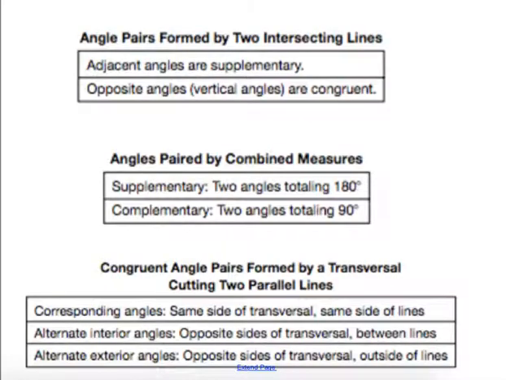So just to reiterate what we said about complementary, supplementary, if they are congruent, okay? If we have adjacent angles, oftentimes they are supplementary, but remember what I said about those. They could also be complementary or neither. Opposite angles are congruent, okay? When we have combined measures, we're looking at supplementary and complementary angles. And then congruent angle pairs, these are my corresponding angles, alternate interior angles, alternate exterior angles. These are also my vertical angles, okay? Lots of congruent angle pairs.